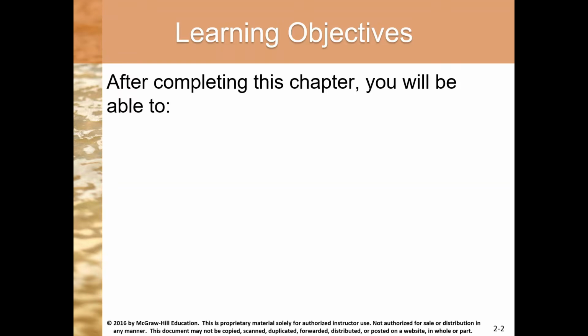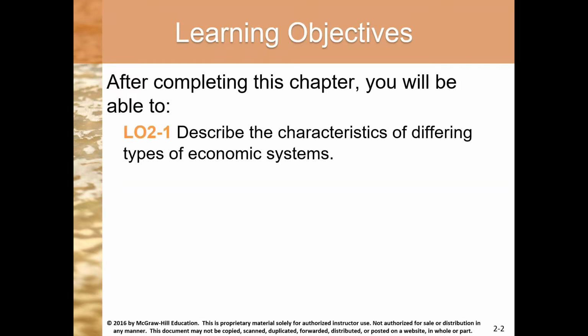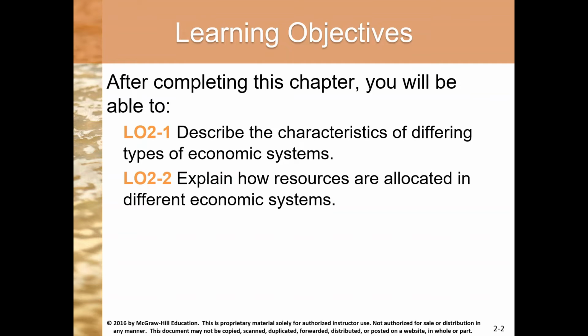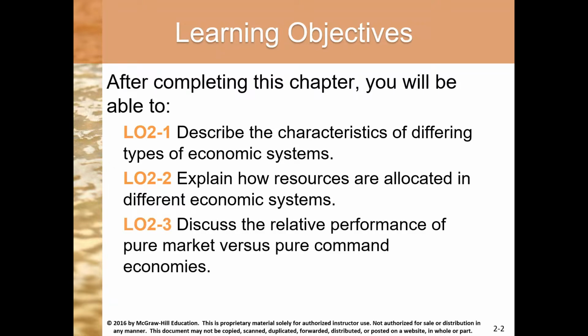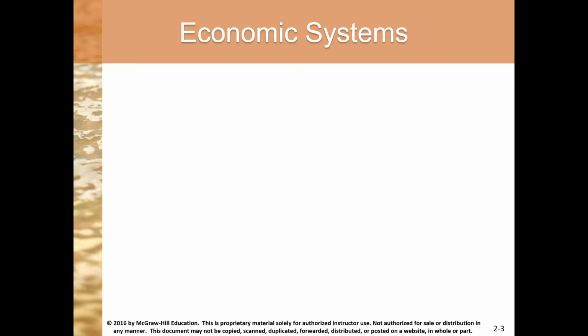In this chapter, I will talk about learning objective 1 of chapter 2, that describes the characteristics of different types of economic systems. I will dedicate a different lecture to learning objective 2. And I will let you read by yourself learning objective 3 on China.